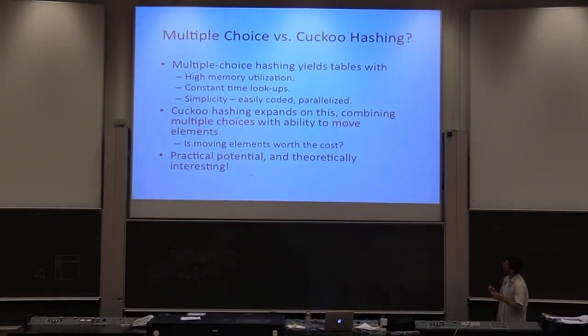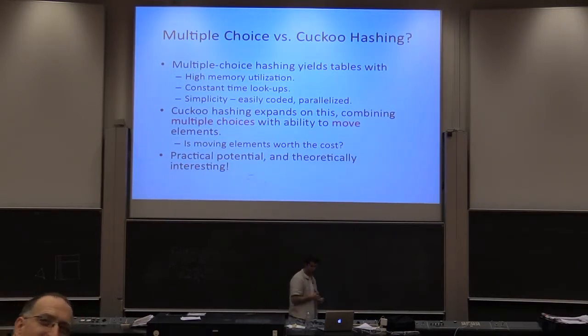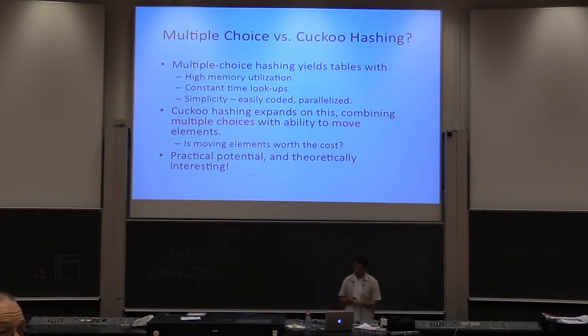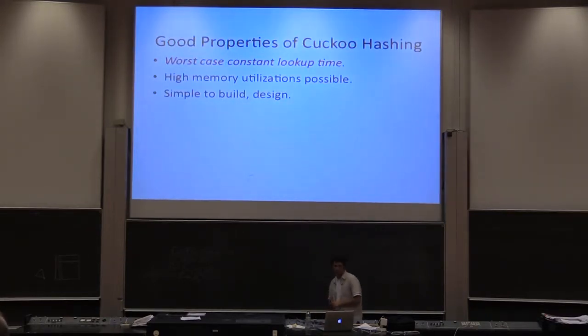what's the idea here? Again, this multiple choice versus cuckoo hashing. And we've already seen that multiple choice hashing is a really good idea, right? It gives you high memory utilization. It can give you simple lookups, easily coded and parallelized. And cuckoo hashing can expand on this by combining this idea of multiple choices with the ability to move elements, which seems to be potentially very useful both for theoretical applications but also for some practical applications.